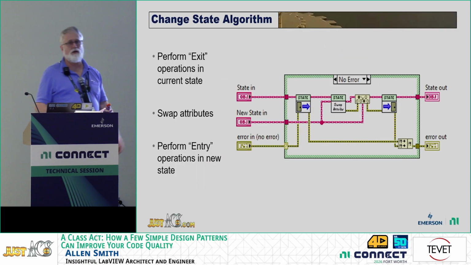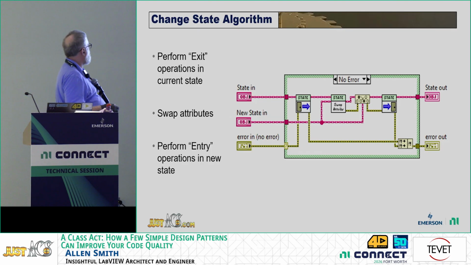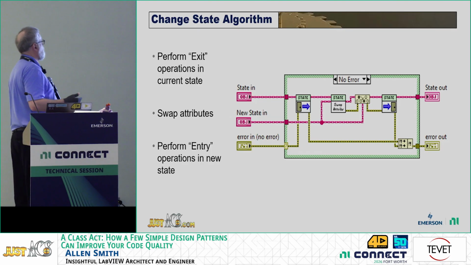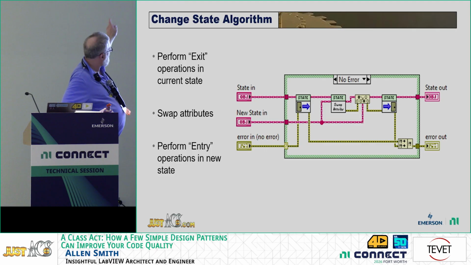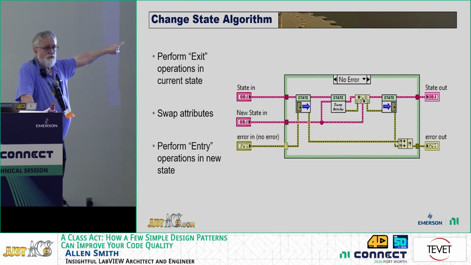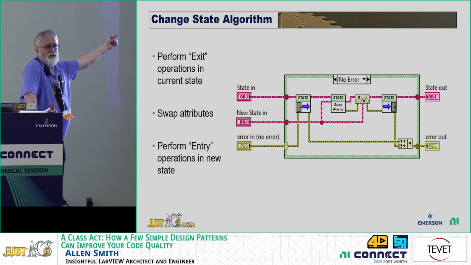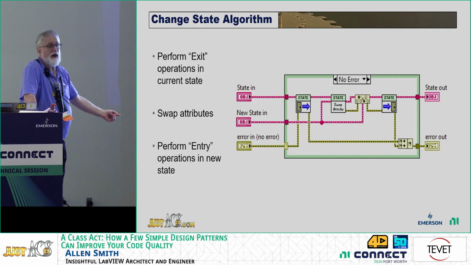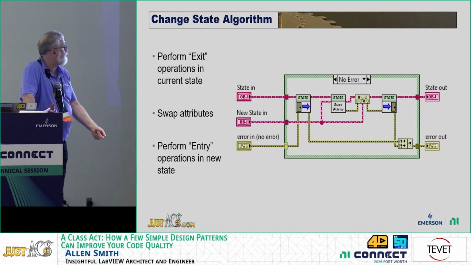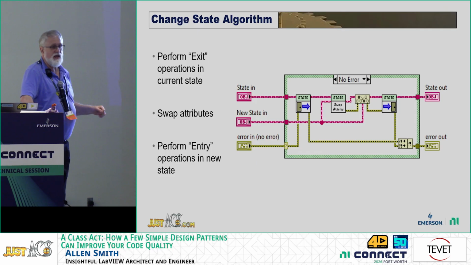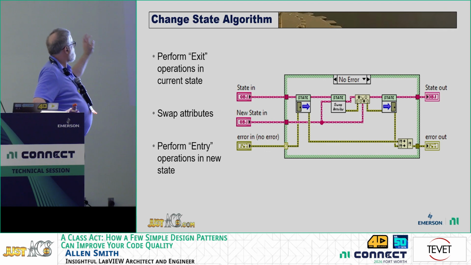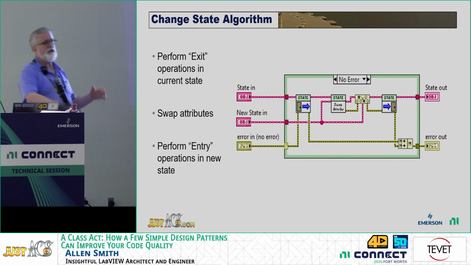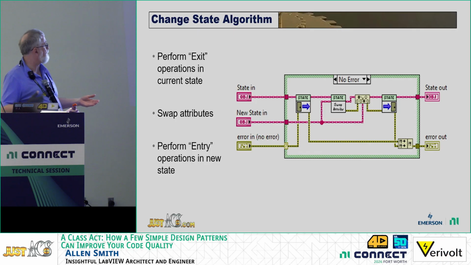What do I do when I go from idle to ready? Okay, I'm exiting idle or any other state. I'll use idle as an example. I exit idle to ready. I'm going to do all of my exits. I have activities defined for idle that I'm going to do when I leave idle. That happens in exit, a dynamic dispatch VI that I define for each of my classes. Swap attributes, a dynamic dispatch VI that lets me move the data from idle to ready.